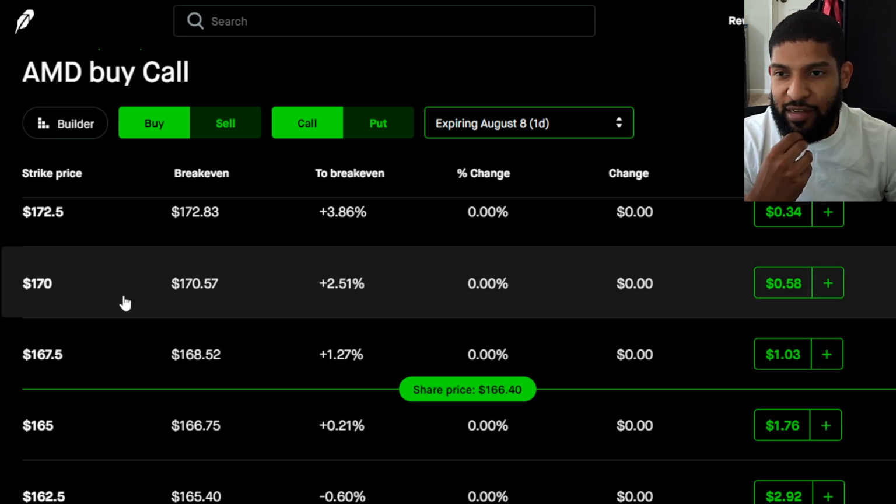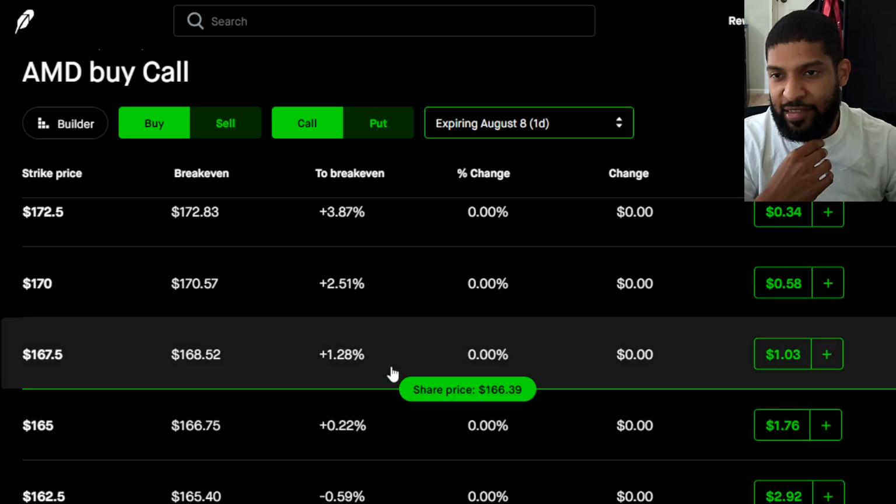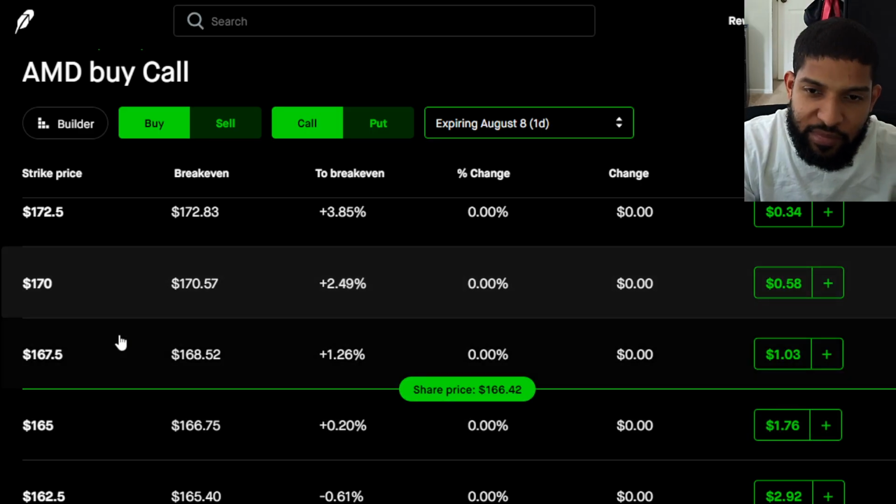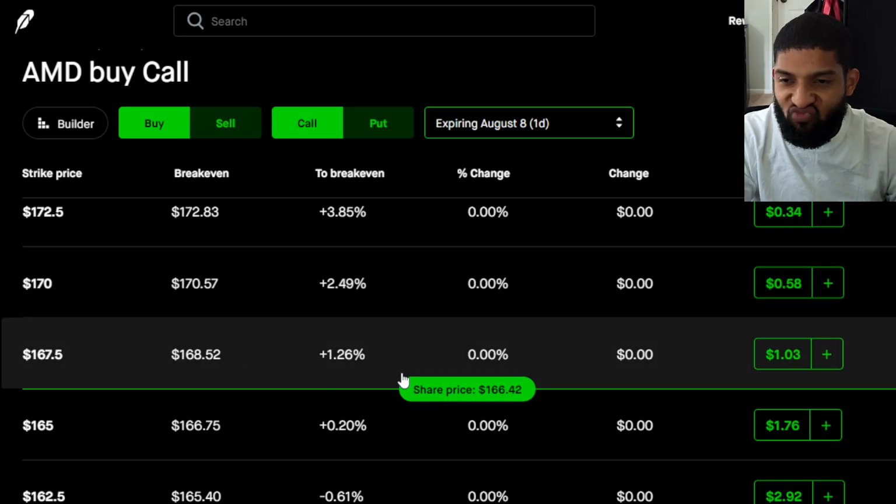Now let's go back to the 170 strike price. This contract is $58. This is out of the money because the share price has not yet surpassed the strike price of that contract. All right.